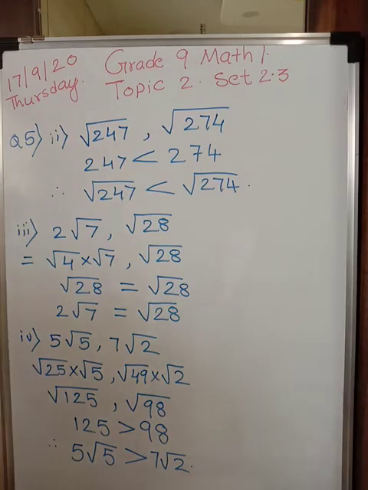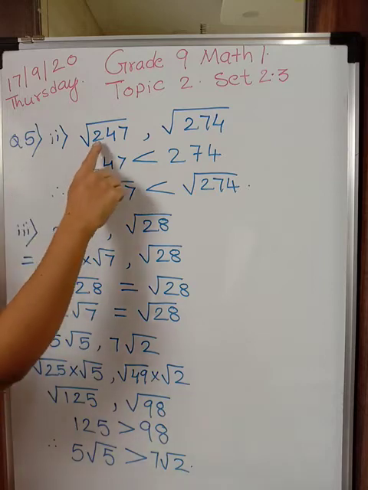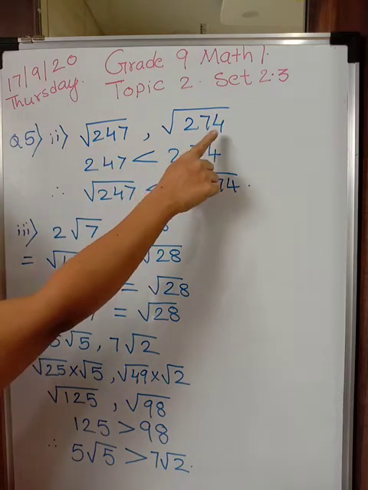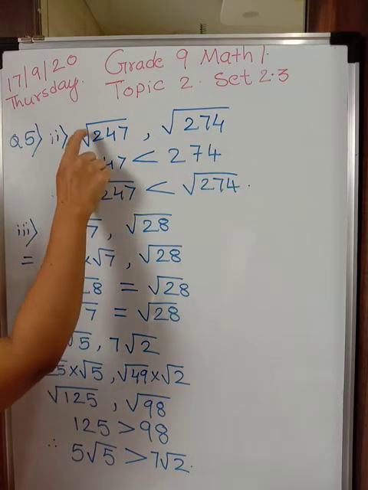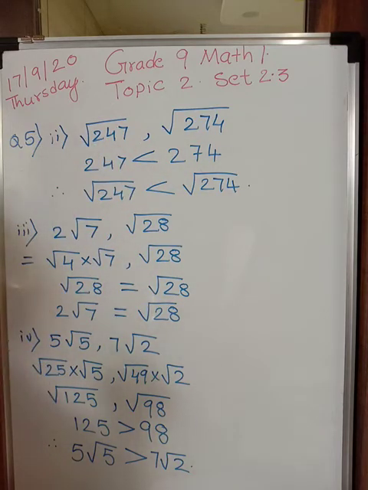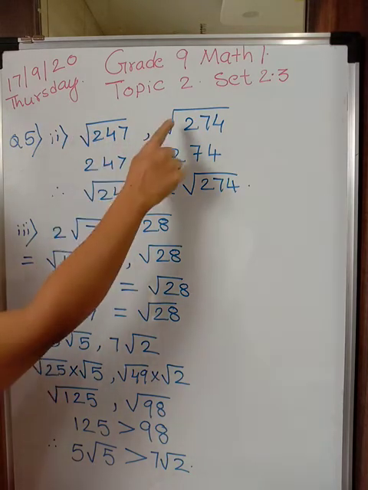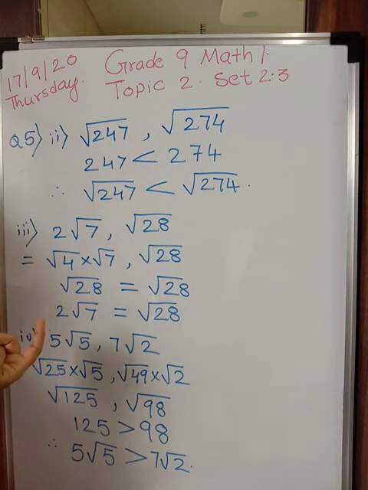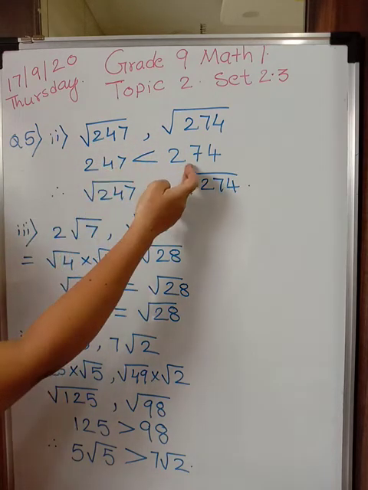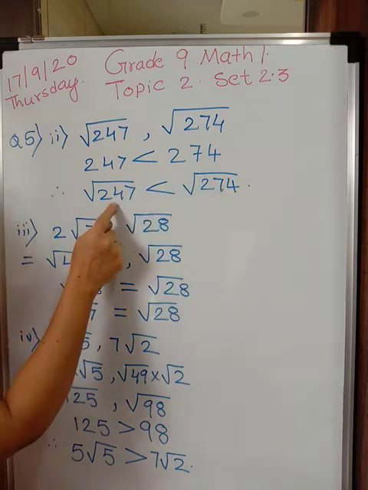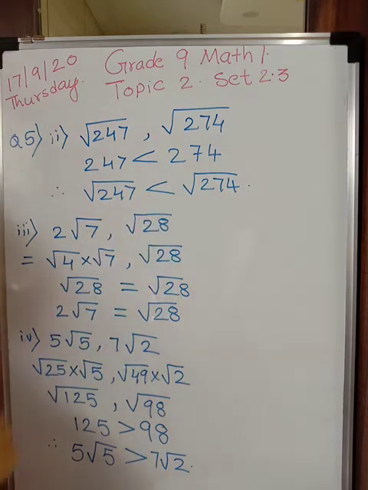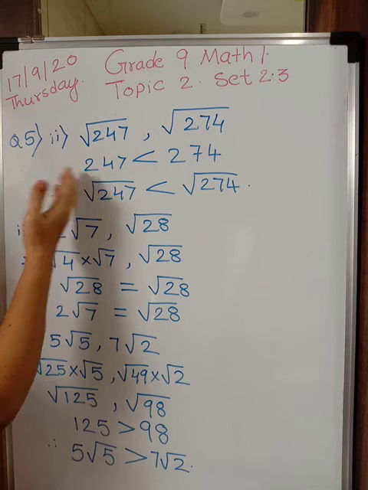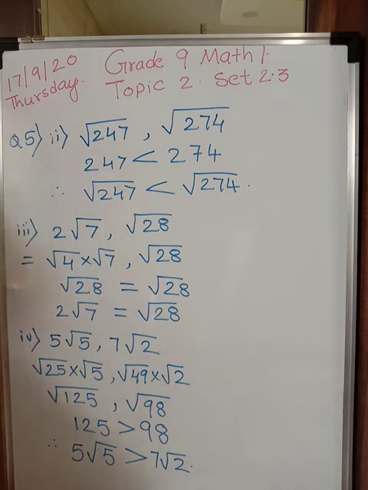Let's see other examples from question 5. Root 247 and root 274. Now see here. First check: are the orders the same? Yes. Here the order is 2. Here is also 2. So just compare the radicands over here. 247 is less than 274 and therefore root 247 is obviously less than root 274. So this was the easiest problem, I guess. Let us go for the third problem.